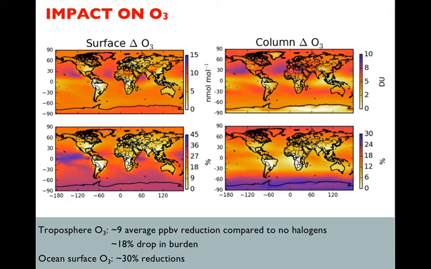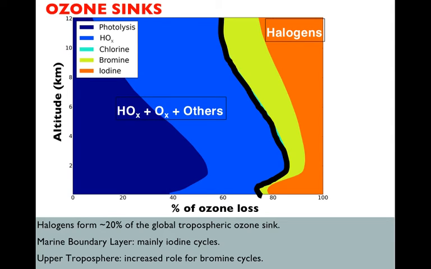If we look at the processes which are losing ozone in the atmosphere, on the left-hand side are your classic HOx and Ox cycles. On the right-hand side, the halogen cycles. So at the surface, about 30% of the ozone is being removed by these halogen cycles. In the upper troposphere, about 30%. Chlorine doesn't really play any role in the ozone destruction. At the surface, it's mainly a story involving iodine. Higher up through the atmosphere, it becomes more balanced between iodine and bromine.